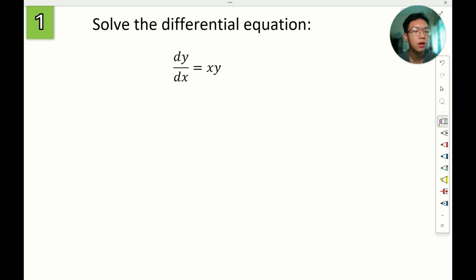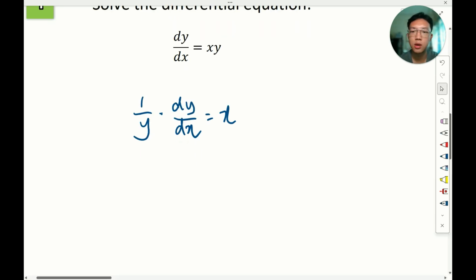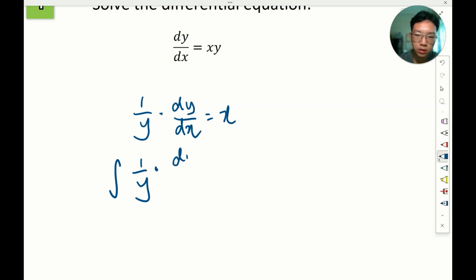In this case, we will divide both sides of the equation by y. So we'll have 1 over y, dy/dx, equals x. Why didn't we shift the x over instead? You will see why in the steps to come. So now we're going to integrate both sides, but with respect to which variable? We would integrate them with respect to x, and I'll show you how the variable separable method works. So we'll do a dx at the end, same for the right hand side.